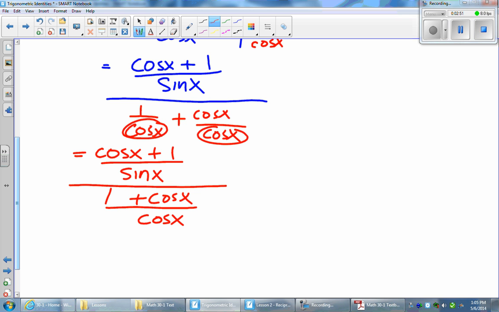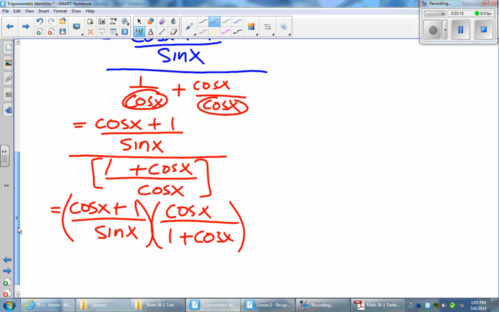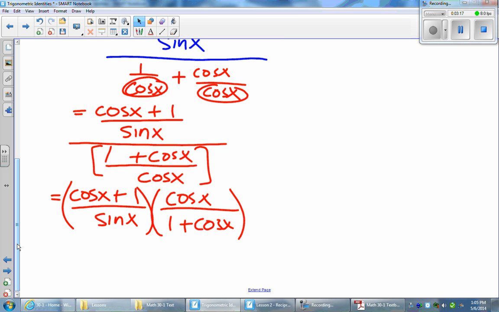And hopefully from here we can actually simplify. As you can see here, we have a stacked fraction. So instead of dividing by this fraction, I'm going to go ahead and multiply by the reciprocal. So cos x plus 1 over sine x, I'm going to multiply that by the reciprocal of the bottom fraction, so cos x over 1 plus cos x. All right, so as you can see here, we do have things to cancel out. This binomial, cos x plus 1, is the same as 1 plus cos x, so that can go away.